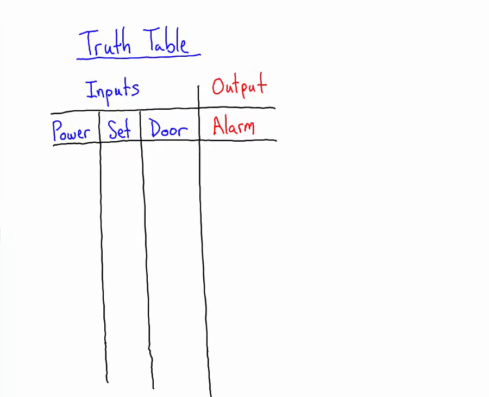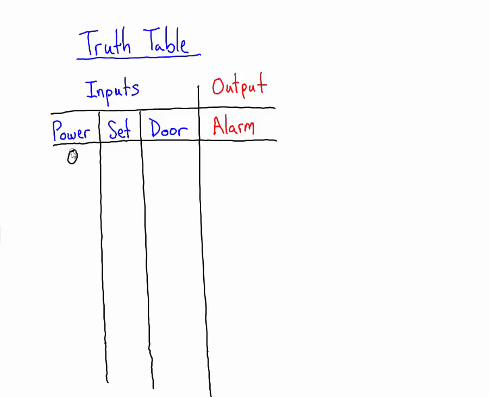So here we have a truth table. We'll list our inputs on the left. That'll be the state of the power, if it's on or off, if the alarm is set or not, and if the door is open or closed. Then our output will be on the right. That will be the alarm. So depending on the state of our inputs, we want our alarm to sound. So let's start filling out our truth table.